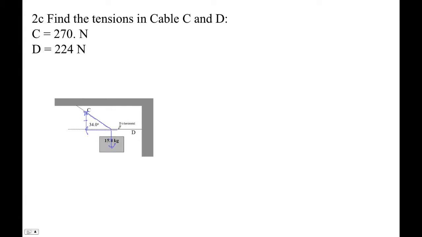And then I know that D is going to be... these guys are going to be equal but opposite, right? These are equal and opposite, those are equal and opposite, right? Okay, so this is D.